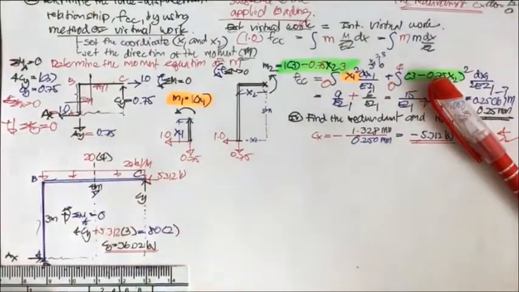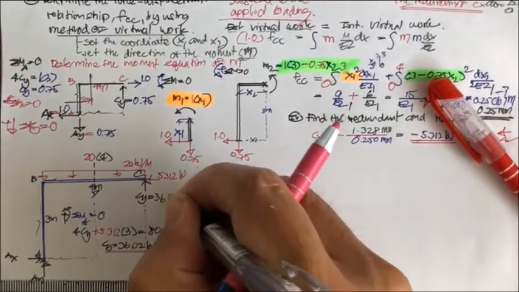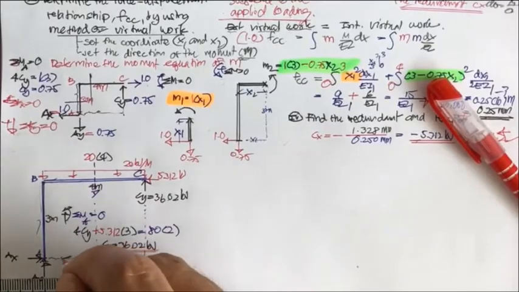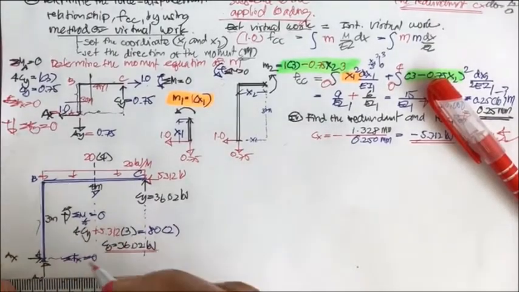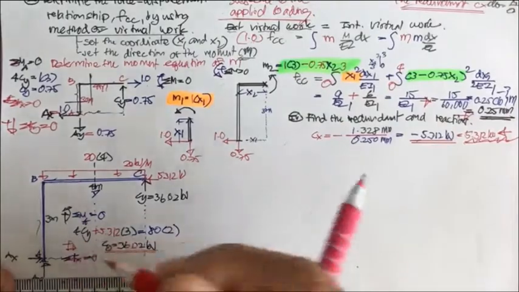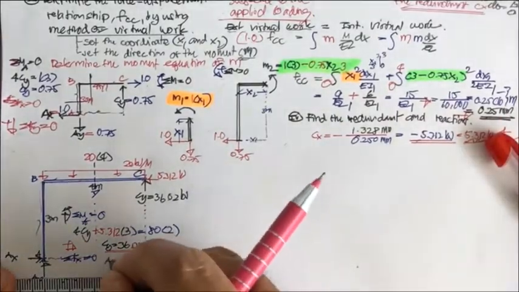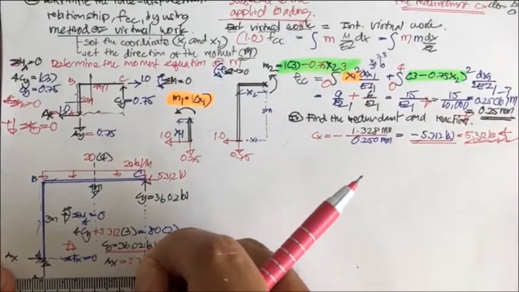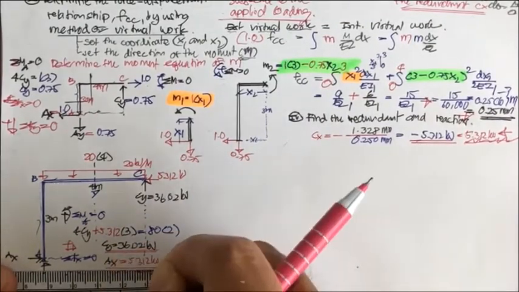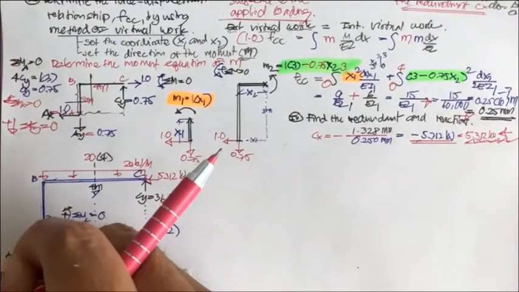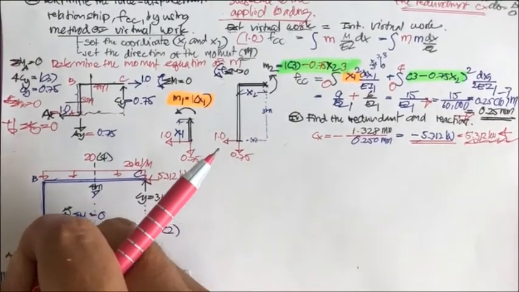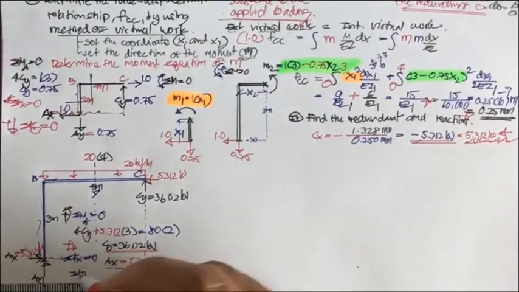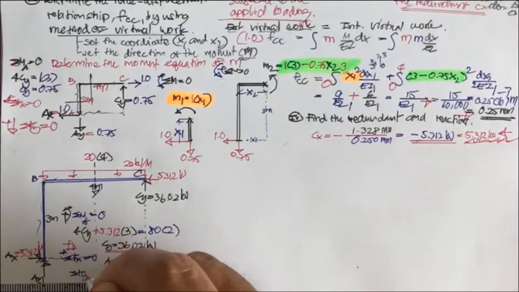Okay, this is going to be 36.02 kilonewton. And now, if you do the summation of F sub x equal to 0, and this is positive, your A sub x is going to be equal to 5.312 kilonewton. Okay, this is 5.312 kilonewton.